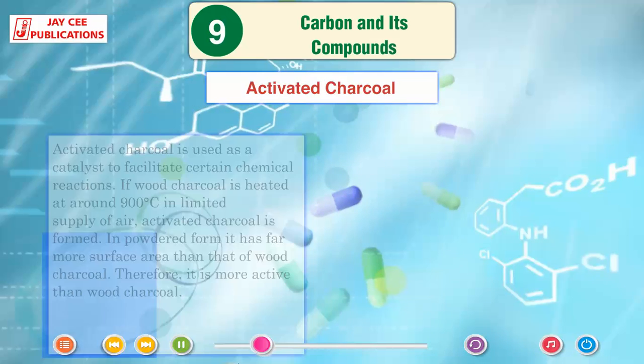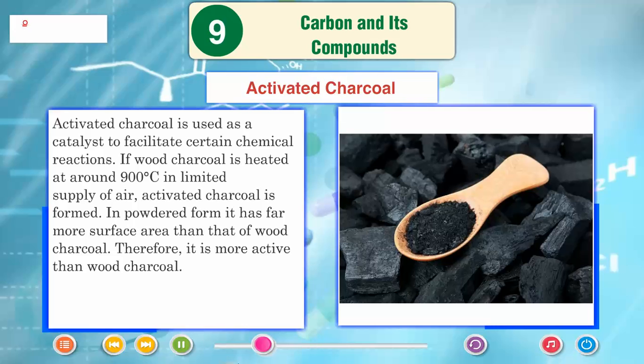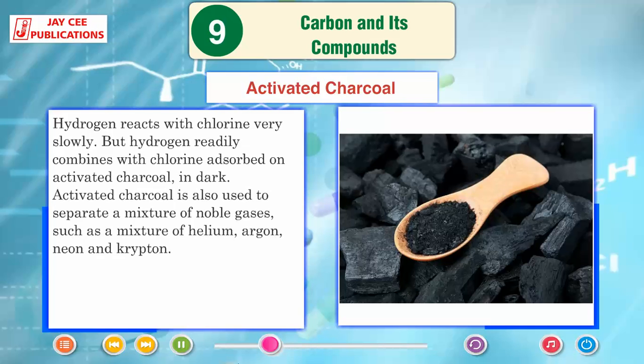Activated charcoal. Activated charcoal is used as a catalyst to facilitate certain chemical reactions. If wood charcoal is heated at around 900 degrees centigrade in a limited supply of air, activated charcoal is formed. In powdered form, it has far more surface area than wood charcoal. Therefore, it is more active than wood charcoal. Hydrogen reacts with chlorine very slowly, but hydrogen readily combines with chlorine adsorbed on activated charcoal in the dark. Activated charcoal is also used to separate a mixture of noble gases such as helium, argon, neon and krypton.